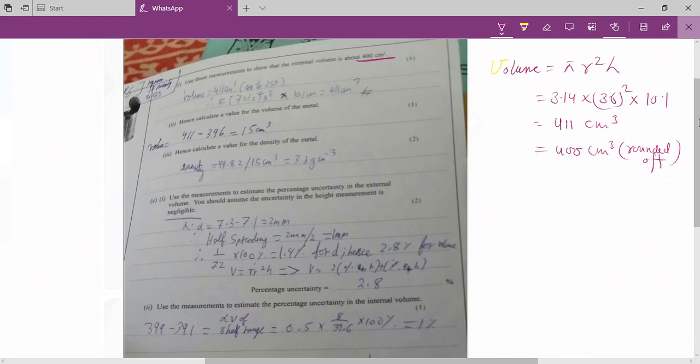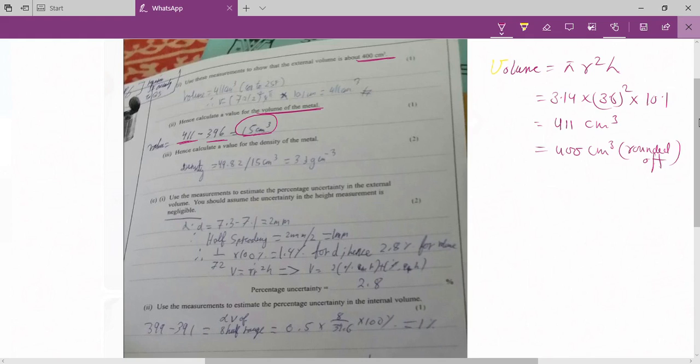Volume of the metal. So, external radius is this one. Wait, I am seeing that table again. Give me 1 second. In this one, we had found that 396, that is internal volume. So they are saying volume of metal or volume of material. So external minus internal you will do, and then you will get the volume of material.